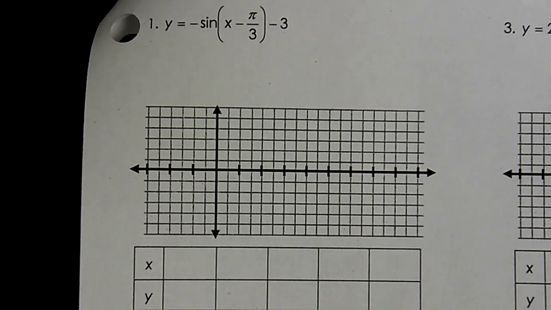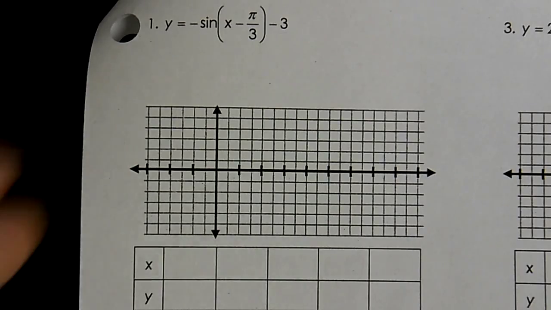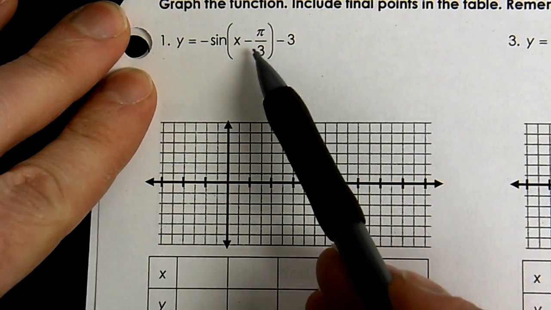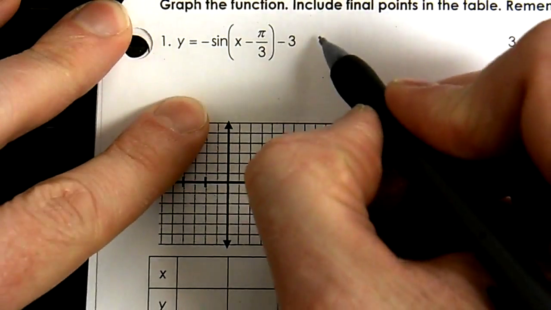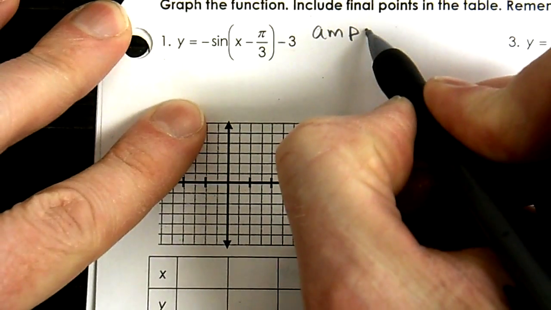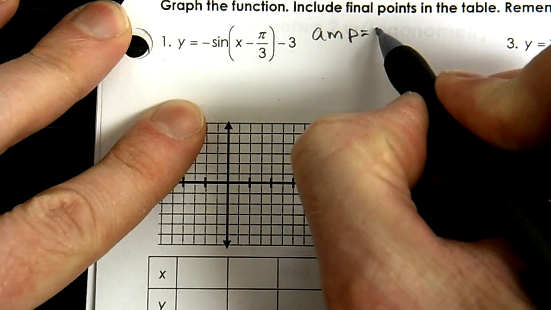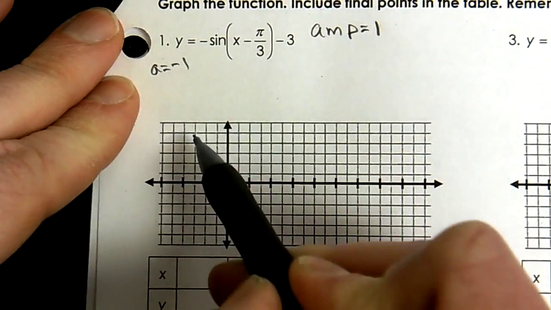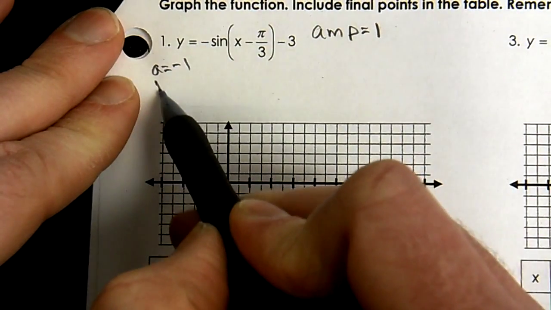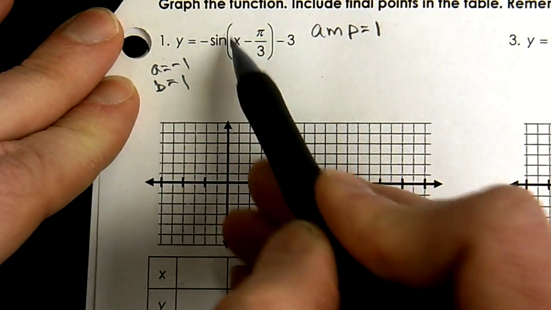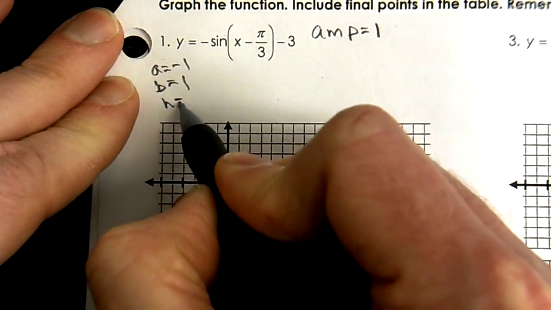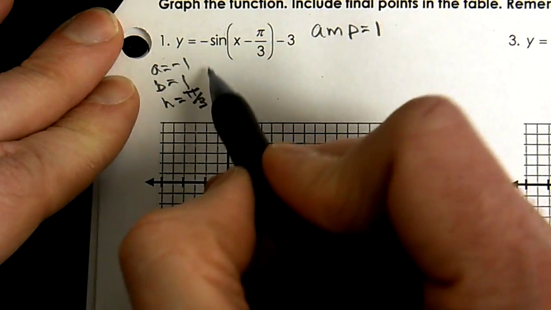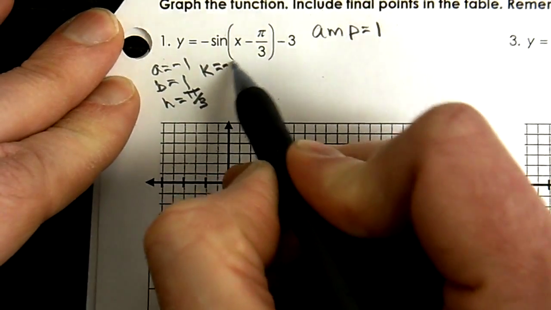This is page 2 of the review, 14.1, 14.2. Page number 2. We're going to graph. Now as we look here, we see that the amplitude is 1. The A value is -1, but the amplitude is 1. The B value is 1 because that's the value in front of the parentheses. The H value is pi over 3. It's always opposite of what's written there. And the K value is -3.